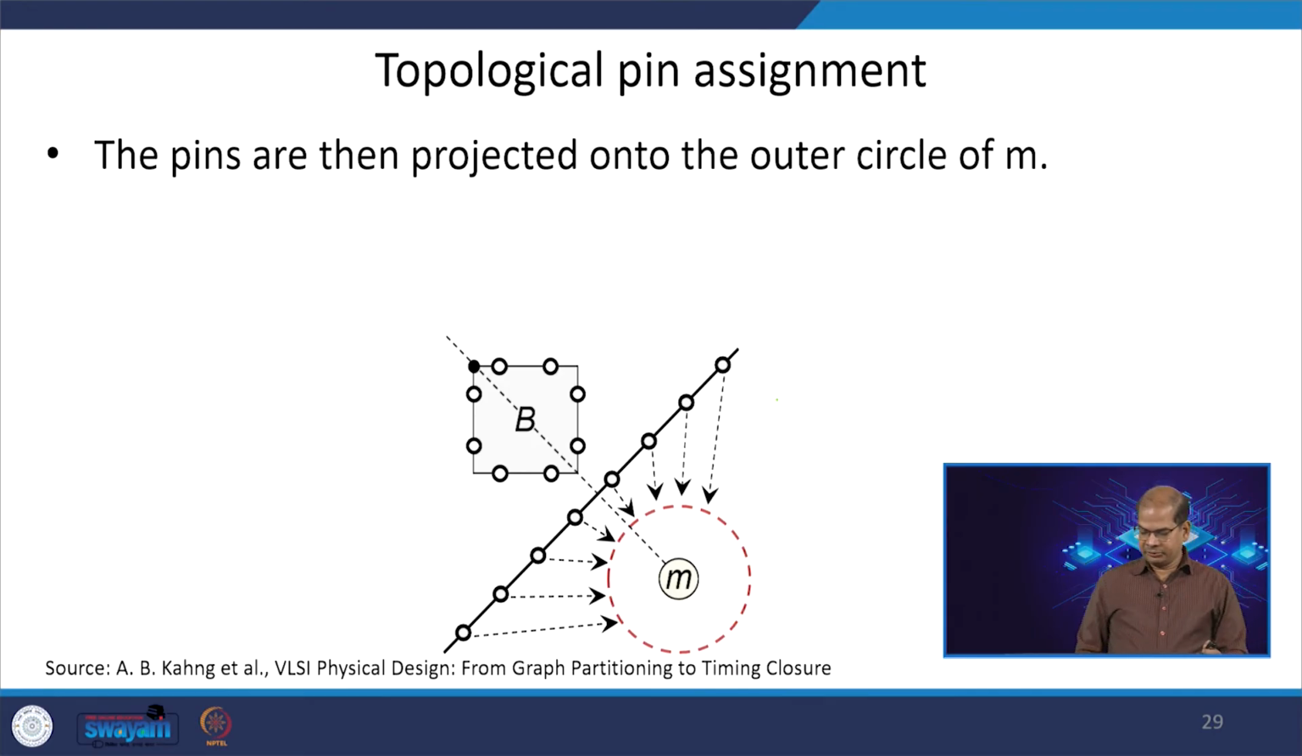Now, after we have pins on this line, that will connect to the outer circle of M. The pins are then projected onto the outer circle of M. Now, we can connect them using the previous concentric circle method.